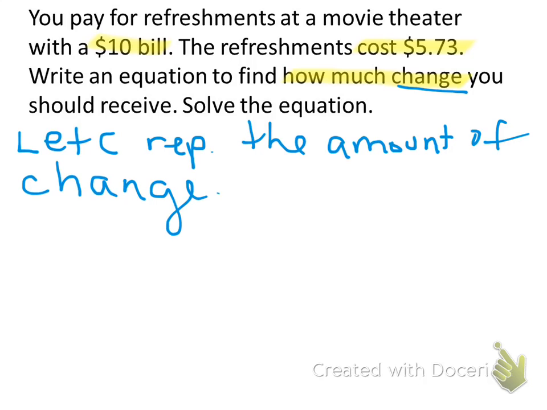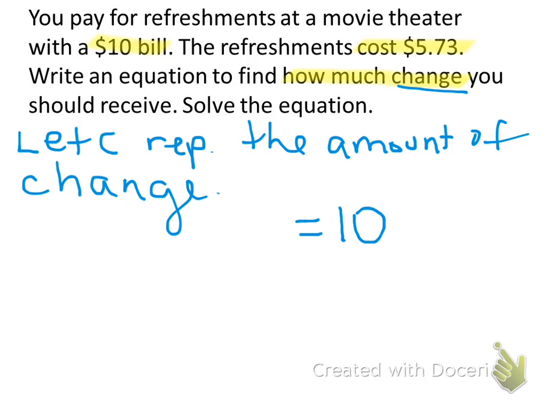Our next step is to make an equation. This might be the hardest part for you. Look at the 3 things we've highlighted. We know that our equation needs to include all 3 of those things. Our refreshments cost $5.73. We gave them $10. So we know that this whole equation together must equal $10.